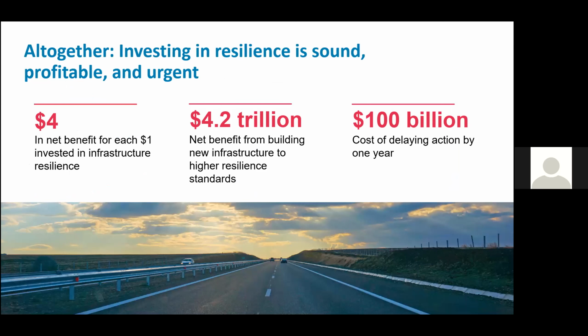And what are those benefits? We estimate that for every dollar invested, it's a return of about $4. So in total, if all of the new assets we're building now were built with higher standards, the net present value over the full lifetime would be $4.2 trillion. There is a big uncertainty on that number, of course, but the short story is there is a lot of money on the table for governments if they do this work better.